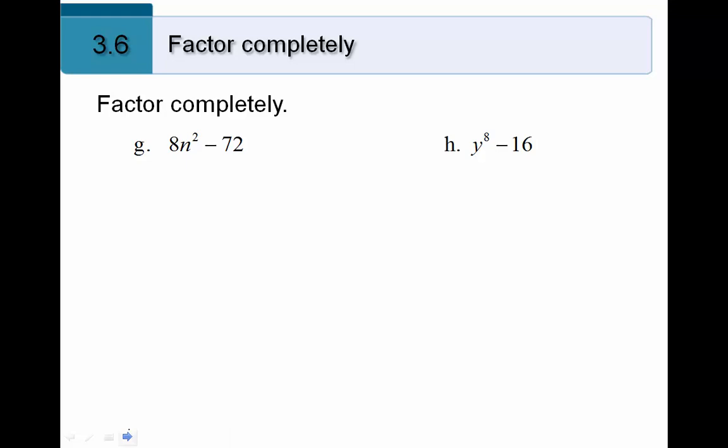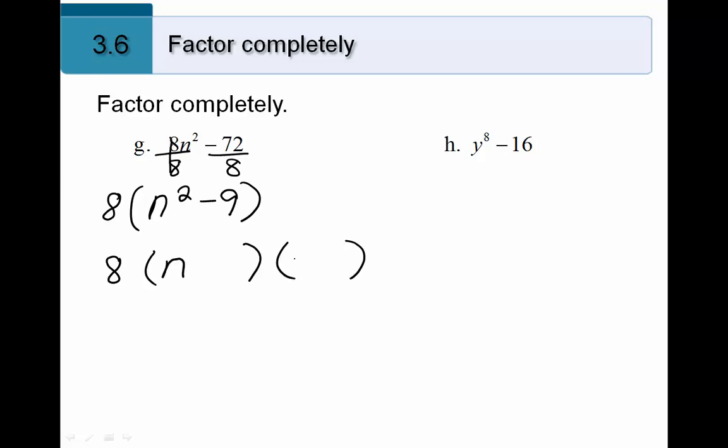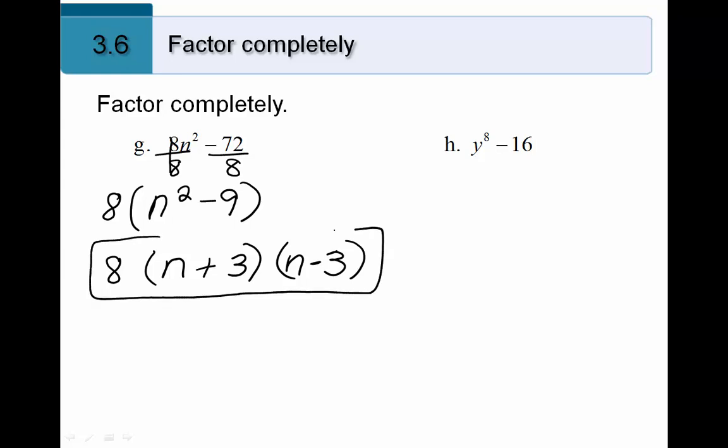Alright, for g we have 8n squared minus 72. Let's factor out a GCF of 8. When I factor out an 8, I am left with n squared minus 9. N squared minus 9 is also a difference of squares. N multiplied by n is n squared. 3 multiplied by 3 is 9. One is positive and one is negative. And recall that if you check your inner and outer, it adds up to 0. That's why there's no middle term. That's why you have a difference of squares. So you get 8 multiplied by n plus 3 multiplied by n minus 3.